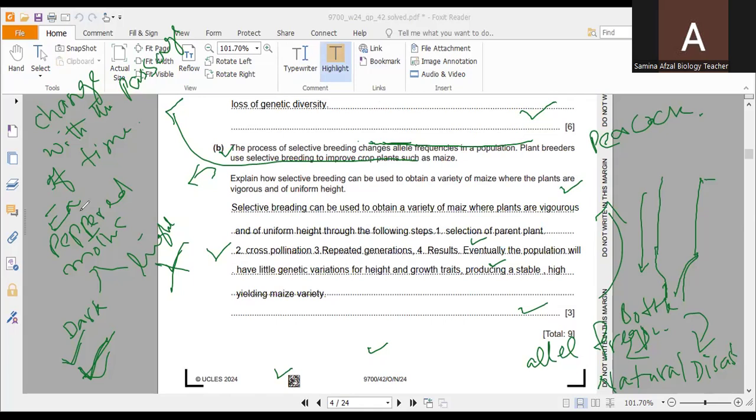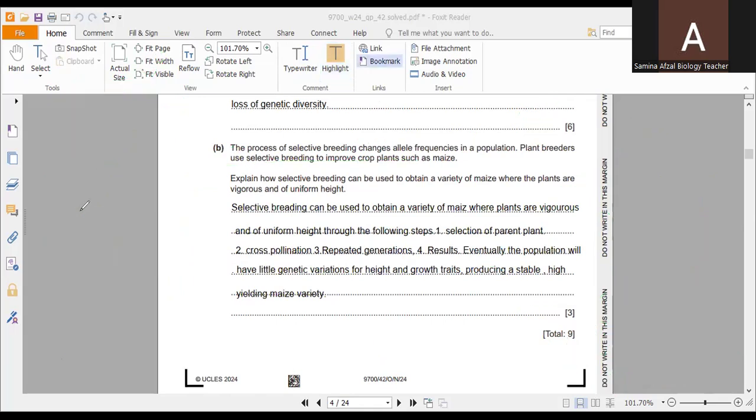The process of selective breeding changes allele frequencies in a population. Plant breeders use selective breeding to improve crop plants such as maize. Explain how selective breeding can be used to obtain a variety of maize where the plants are vigorous and uniform. Selective breeding is a diverse process in which different steps take place.